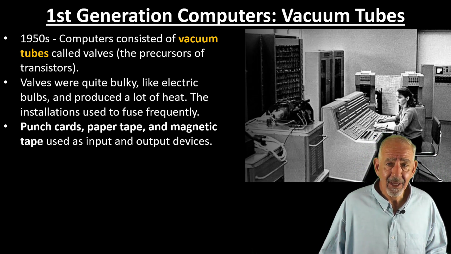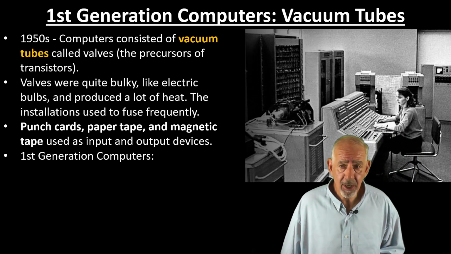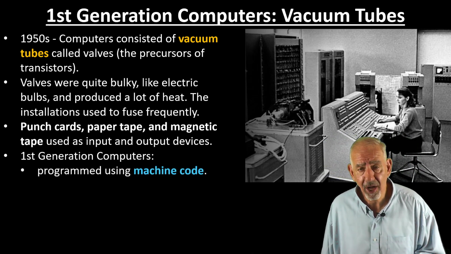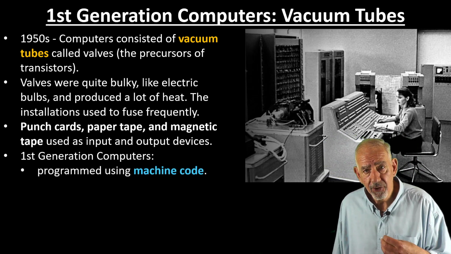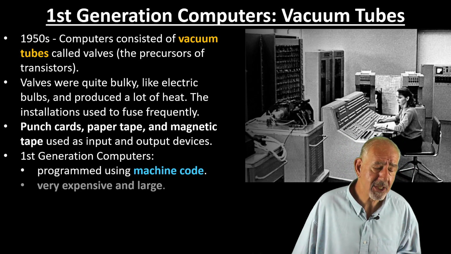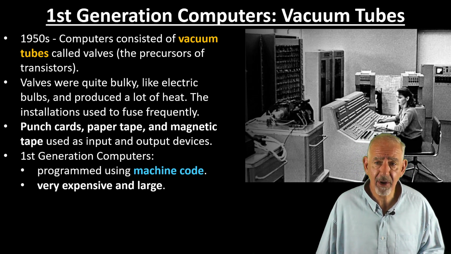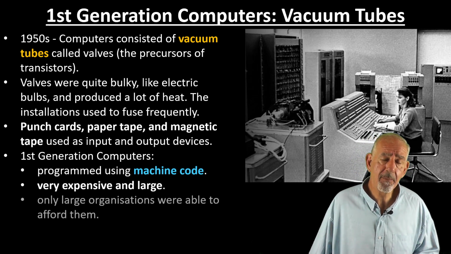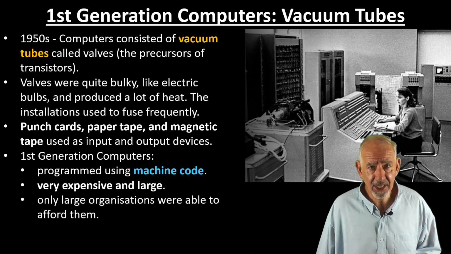What a pain. So first generation of computers programmed using machine code, i.e. information directly in zeros and ones using these punch cards. They were very expensive and they were very large. You couldn't have one of these on your desks, and only the big, large organizations could actually afford to use them.